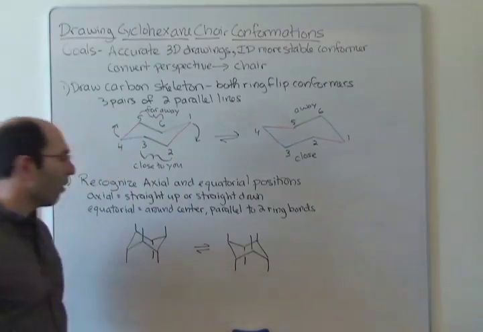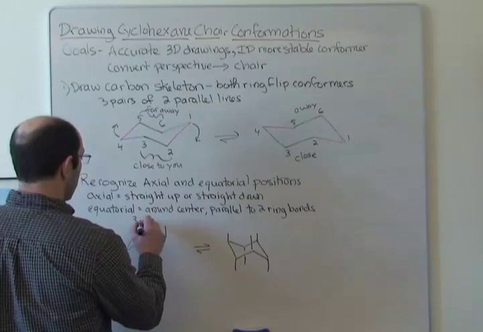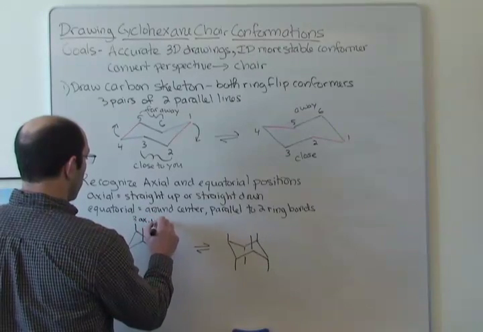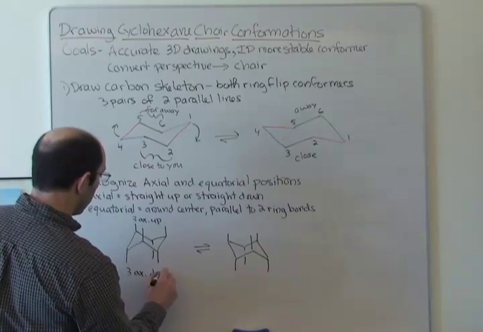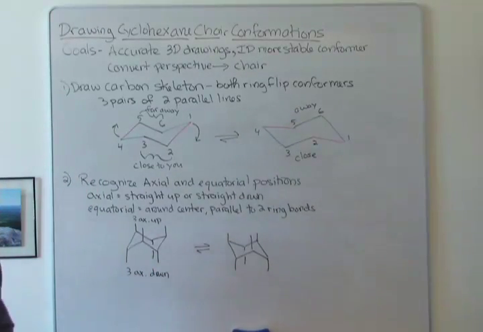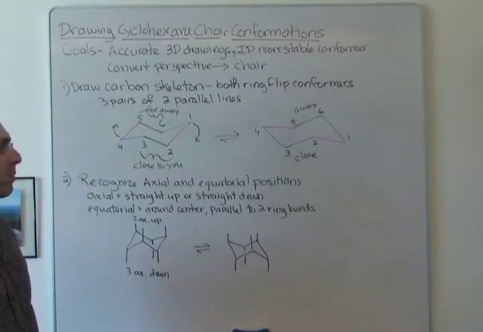All right, those are all of the axial bonds. You can see that we have 3 axials pointing up, we have 3 axials pointing down. On both structures that's true. Now let's focus on what's going on with these equatorial positions. The equatorial positions, again, are going to be parallel to ring bonds.